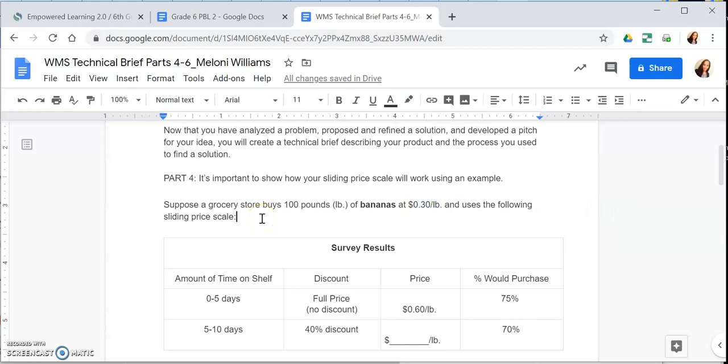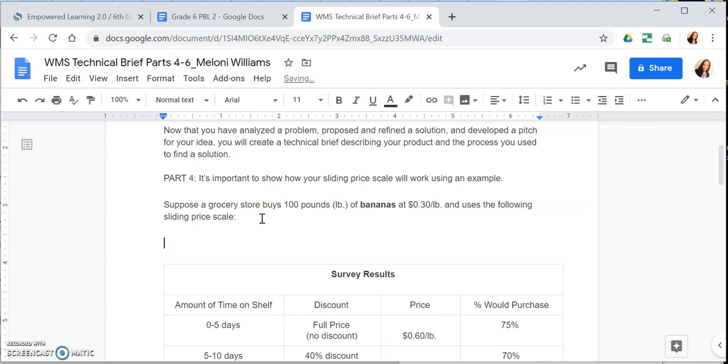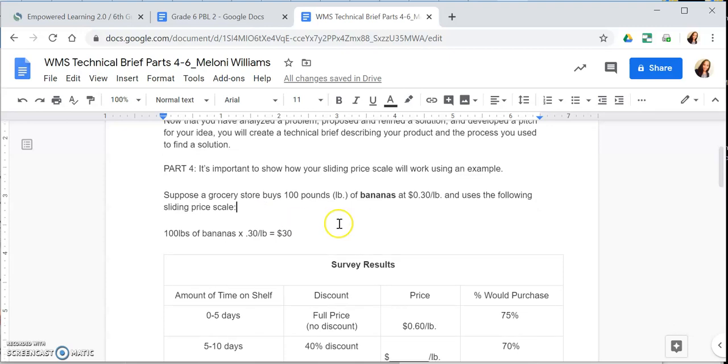So in order to calculate, right, how much did I pay for these 100 pounds of bananas? I need to do the math. 100 pounds, right, of bananas times 30 cents per pound. And so that is going to tell me that the bananas cost me $30, right? I paid $30 for 100 pounds of bananas.